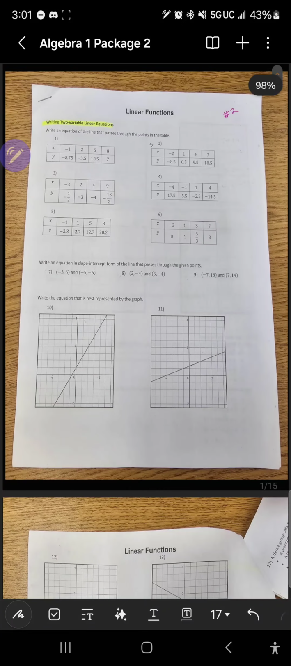Today we're going to start with a new topic, which is linear functions. Last week we finished the prior package, which was basically inequalities and absolute value. So now we're going to start this.